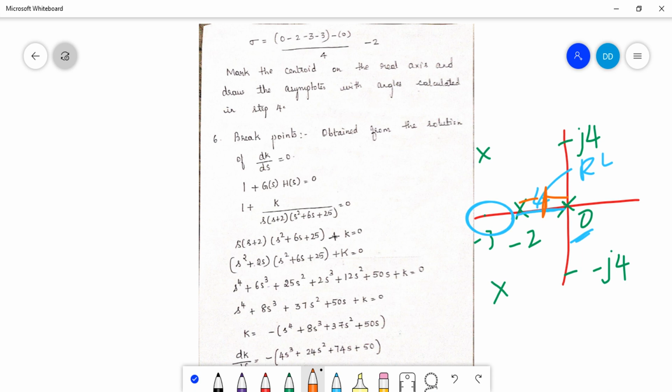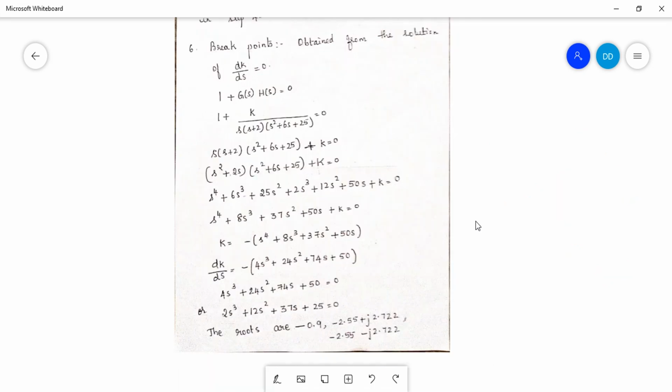To find the breakpoints, we need to differentiate k with respect to s and equate it to 0. For that, we are supposed to write the characteristic equation, which is of the form 1 plus g of s h of s equal to 0. On substituting, we get s to the power 4 plus 8s cube plus 37s square plus 50s plus k equal to 0. Next, on differentiating it, we get 4s cube plus 24s square plus 74s plus 50 equal to 0.